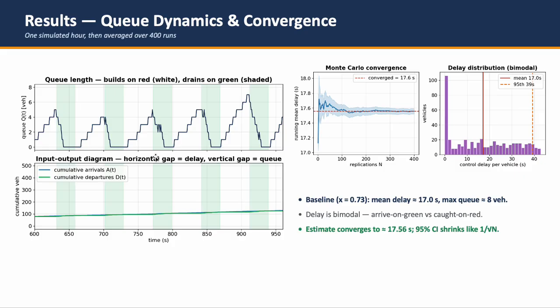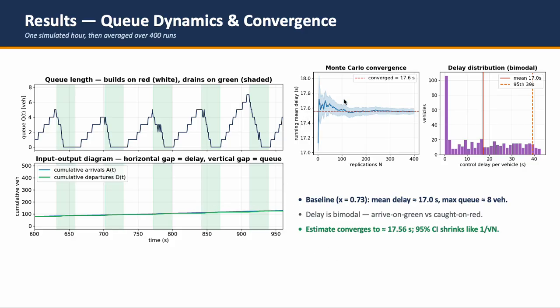And the bottom plot is the input-output diagram, cumulative arrivals versus departures, where the horizontal gap between the curves is each car's delay and the vertical gap is the number queued. Both performance measures in one picture.